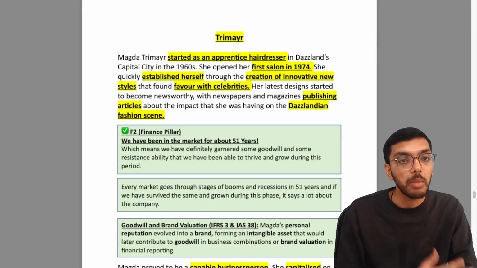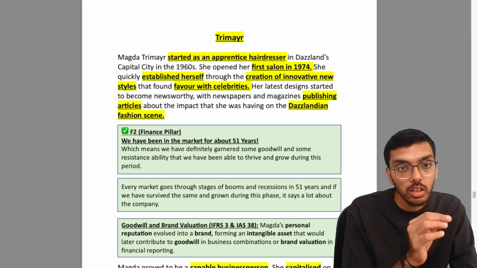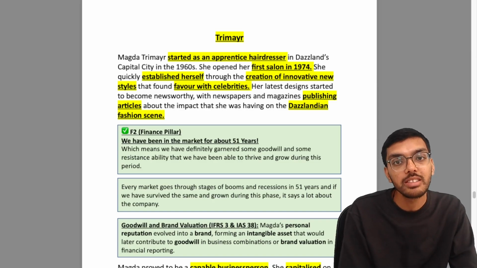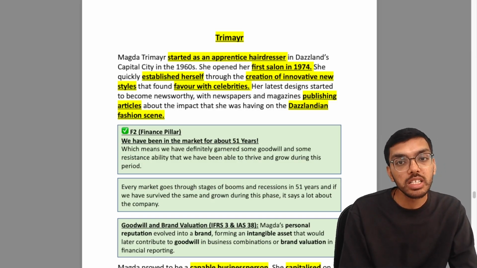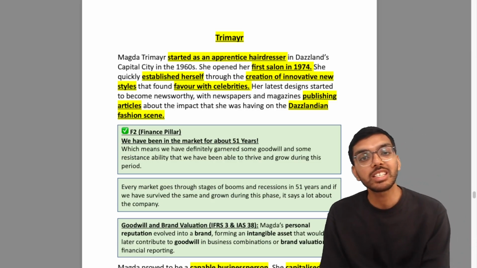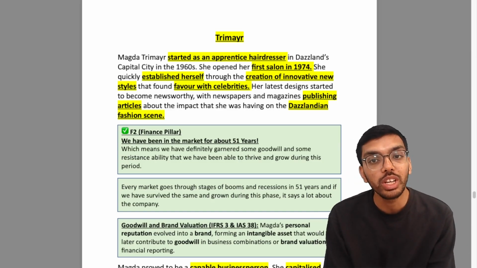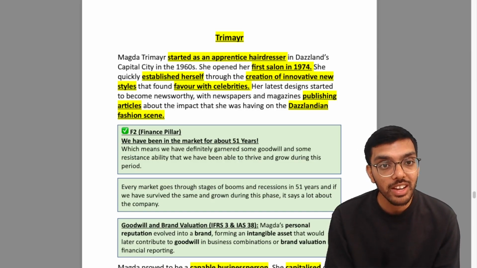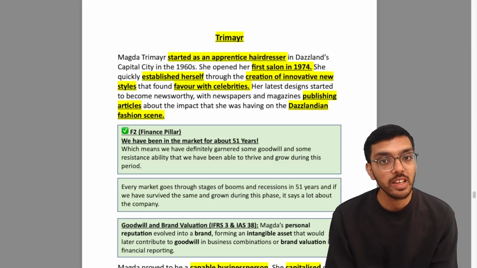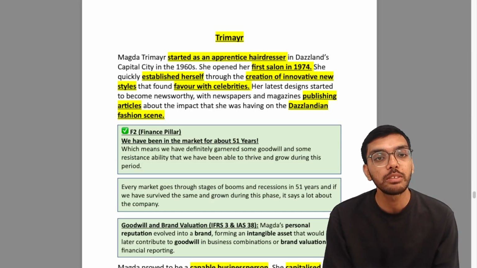So Magda Trimayr started as an apprentice hairdresser in Dazzland's capital city in the 1960s. She opened her first salon in 1974. She quickly established herself through the creation of new innovative styles that found favor with celebrities. So a person who was an apprentice hairdresser opened her first salon in 1974, and because she was new and innovative, she attracted celebrities to her salons.